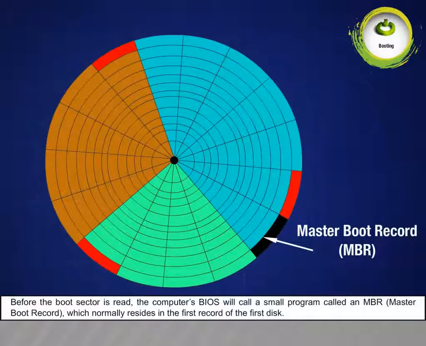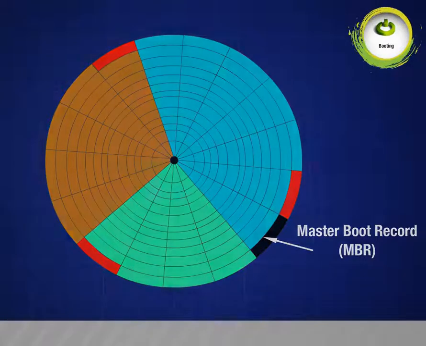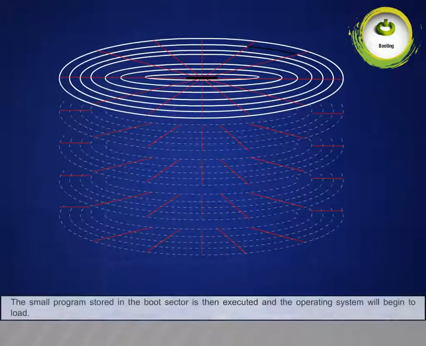Before the boot sector is read, the computer's BIOS will call a small program called an MBR, that is Master Boot Record, which normally resides in the first record of the first disk. The small program stored in the boot sector is then executed and the operating system will begin to load.